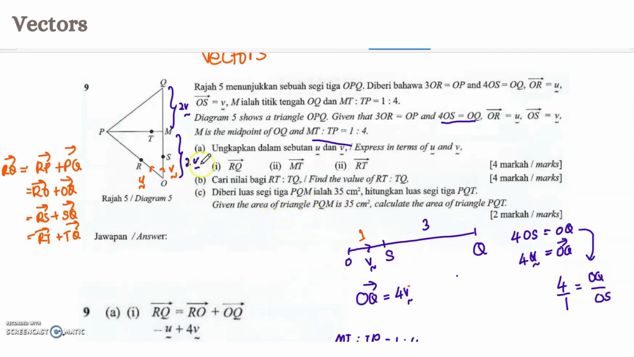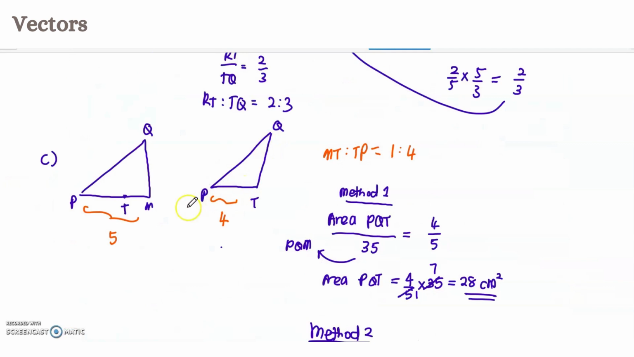Given that the area of triangle PQM is equal to 35 centimeters square, calculate the area of triangle PQT. PQT is a part of PQM. So this is the triangle PQM and PQT. Since we have the ratio of MT to TP as 1 to 4, we can use the relation of this ratio to find the area of PQT.